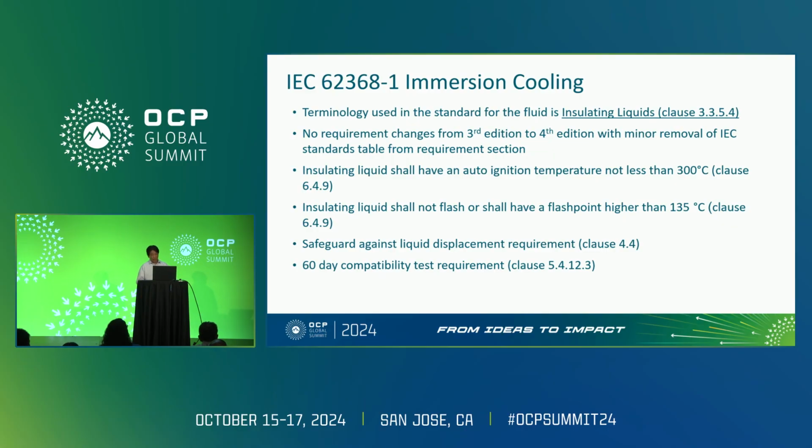But I just highlighted a few items here. Insulating liquids, right now for the auto ignition, they use 300 degrees C. And then for the flashpoint, they use higher than 135. And a lot of people have agreements and disagreements in this area. But this OCP is a great forum to have those dialogues to say what does it need to be. And they also have safeguards against liquid displacement. So you have to have sensors to make sure that it has the ability to find out how much liquid displacement's going on. And then there's also a requirement for a 60-day compatibility test. Now, a lot of people say 60 days, I don't even know if that's going to generate any data that's useful, right? So a lot of people are thinking about, all right, how do we fix what's in this existing standard for immersion?